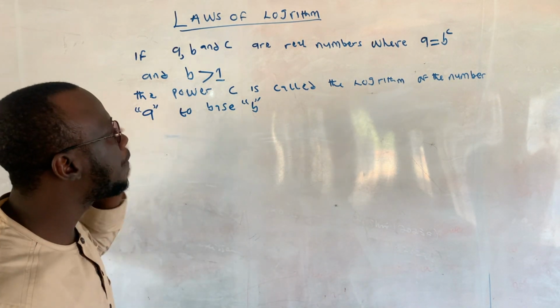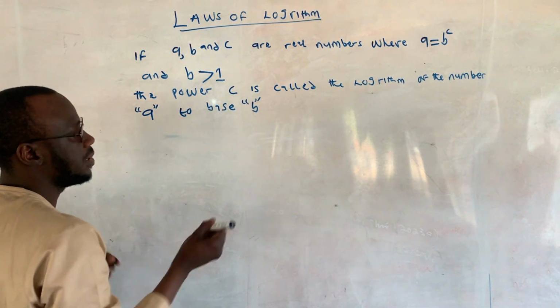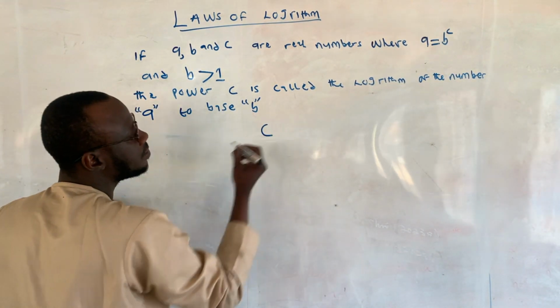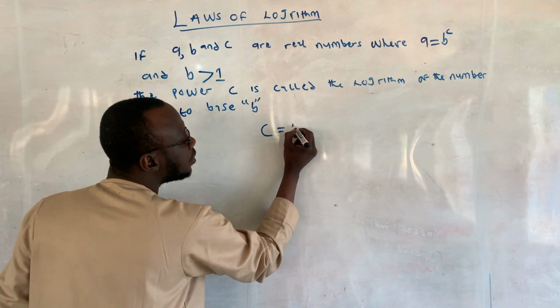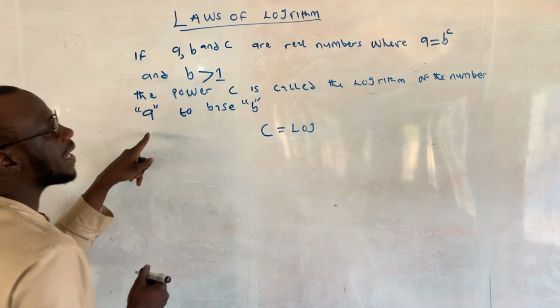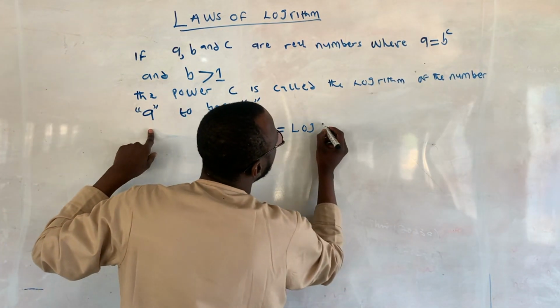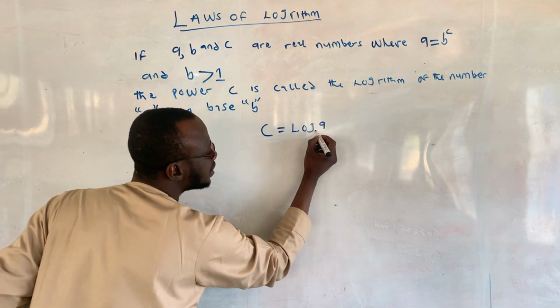So the power, that is the C, is called, that is equivalent to, the log of the number A to base B in this case.